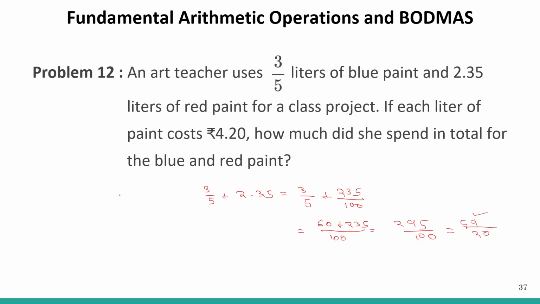So per liter what is spent is 4.20. So this is multiplied with 59 by 20. So it will be equal to 420 by 100 into 59 by 20, and whatever that comes to will be the final answer.